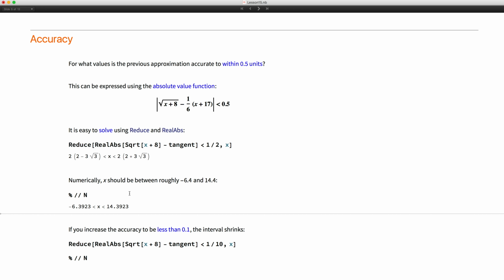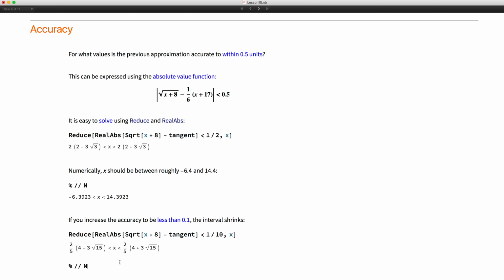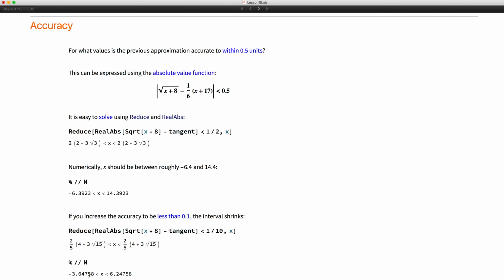Now, let's say you want to increase the accuracy to be less than 0.1, then you set up the equation with 1/10 over here, and you get back the values. In this case, you have a much tighter range from negative 3.04 to 6.2 roughly.